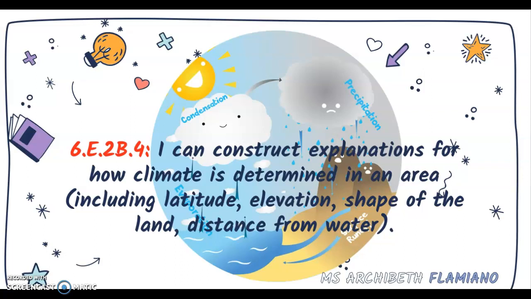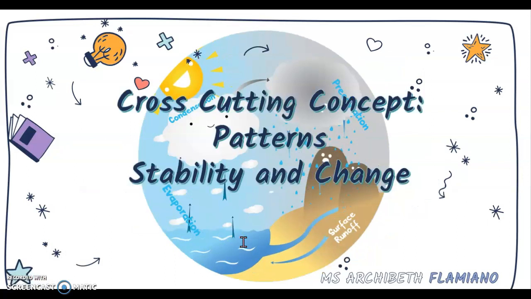For today's standard, 62B.4, I can construct explanations for how climate is determined in an area, including latitude, elevation, shape of the land, and distance from water. Our cross-cutting concept: patterns, stability, and change.